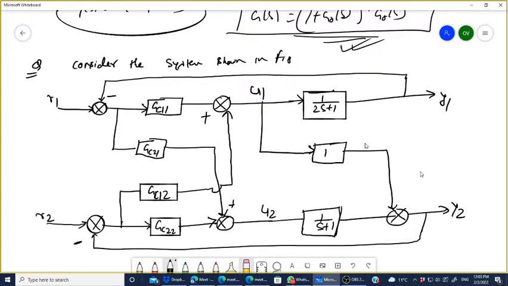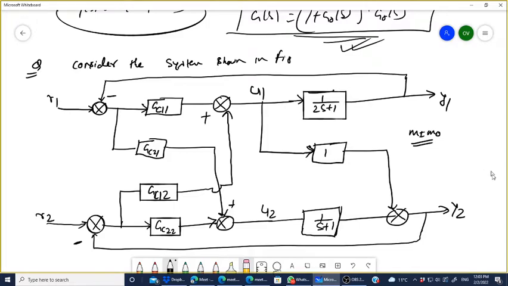So this is the one. Now this is the problem, and you have to find out the transfer matrix of this problem. So first of all, tell me, this is which type of problem? Single input, single output, or multiple input, multiple output? What do you think? Multiple input, multiple output. Right, MIMO system is this one, right?